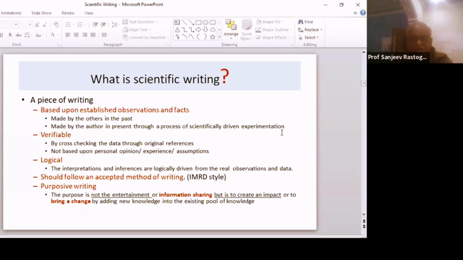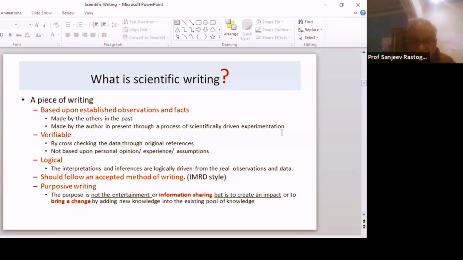Logical means the interpretations and inferences are logically derived from the real observations. When you are doing a clinical trial, the result should be derived from the observations which are being made. A result should not be what I feel like. It should directly be related to the observations which you have made through the clinical trial. So it should be based upon real observation and data, and should have an accepted method of writing.